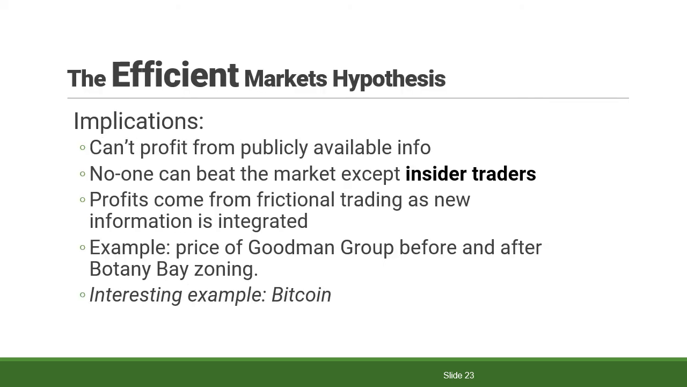Now, another aspect of the efficient market hypothesis is that you cannot profit from publicly available info. So the assumption here is that since information is available to everyone, that information by design does not give anybody a particular advantage. Another implication is that no one can beat the market except for insider traders. So the main control requirement for the efficient markets hypothesis to work is that insider traders are controlled for.